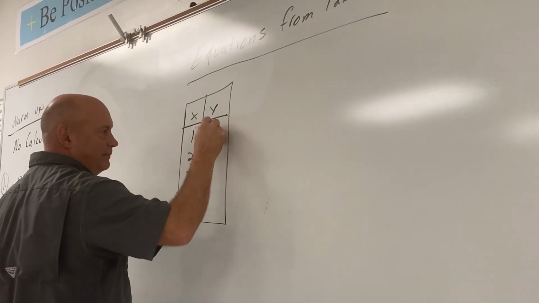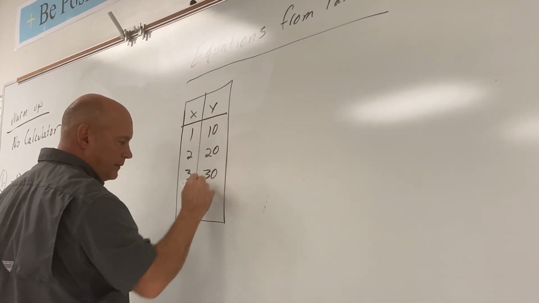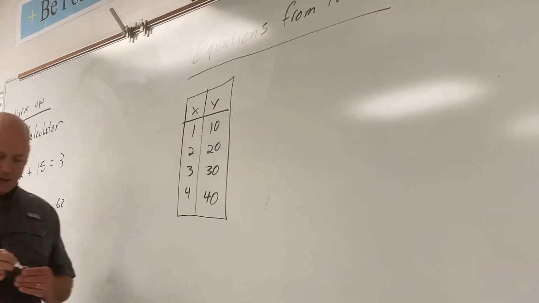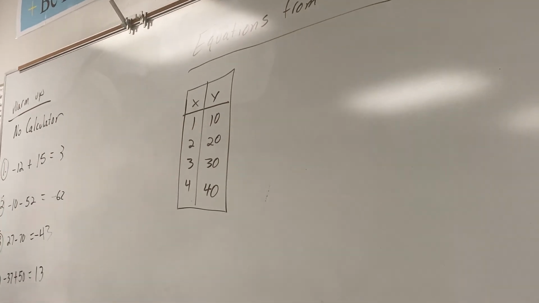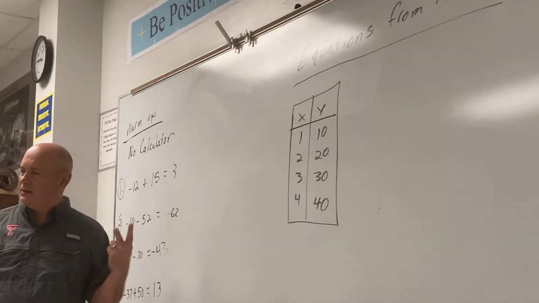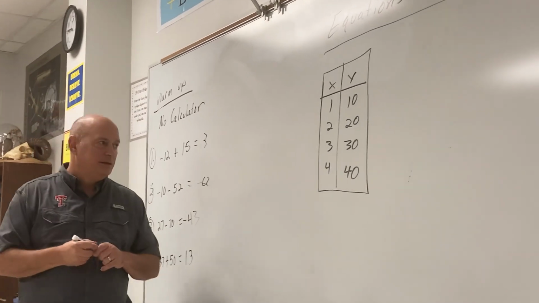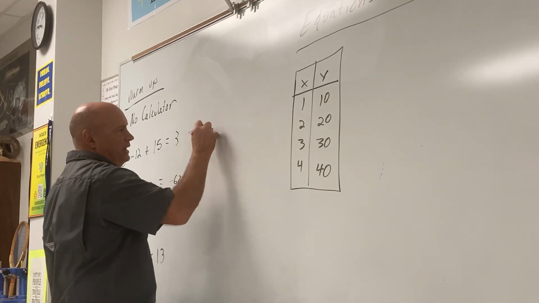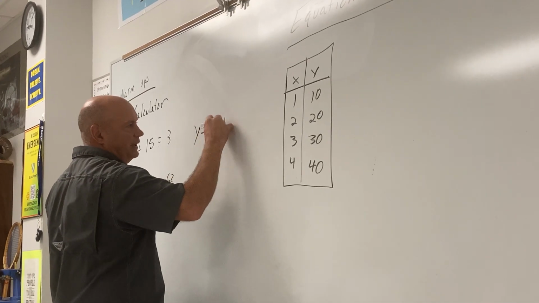let's make it easy for the first one. If they're asking me to write an equation again, what are the two things we need to find? Slope and y-intercept. Same thing we found yesterday. You've got to find the slope and the y-intercept.